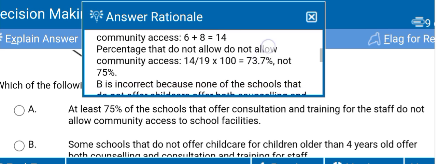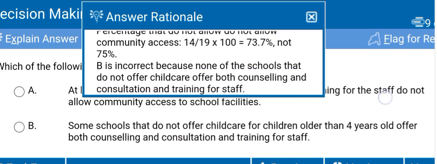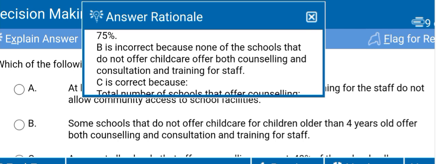So B is incorrect because none of the schools that do not offer childcare offer counseling and consultation and training for staff. So B is also incorrect.